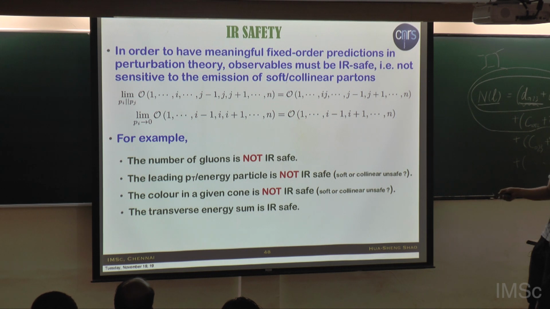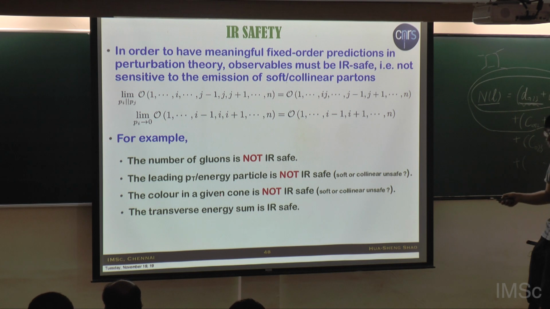And the color in a given cone is not IR safe, actually. In the given cone, if you do jet clustering, you ensure that you have collinear safety. But imagine you naively draw a cone around one particle and look at the colors inside the cone. It's not safe, because you have a soft singularity, a large-angle soft emission, that can go outside your cone and carry away the color. So it's not soft safe.